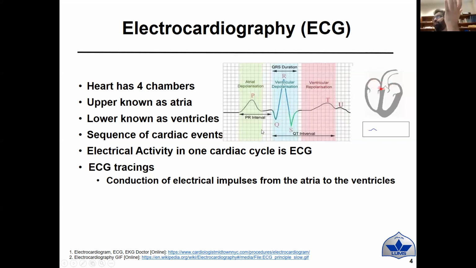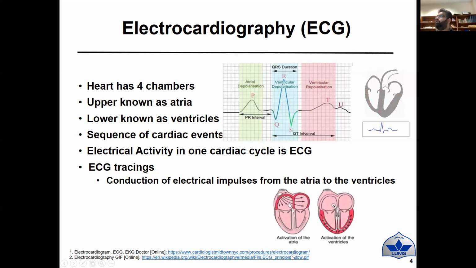So one ECG trace is the conduction of an electrical impulse from the atria to the ventricles, with blood coming in here, from the atria to the ventricle, going down to the lower part of the heart. This basically shows the activation of the atria, the activation of the ventricle, the blood coming in, pumping in, pumping out.